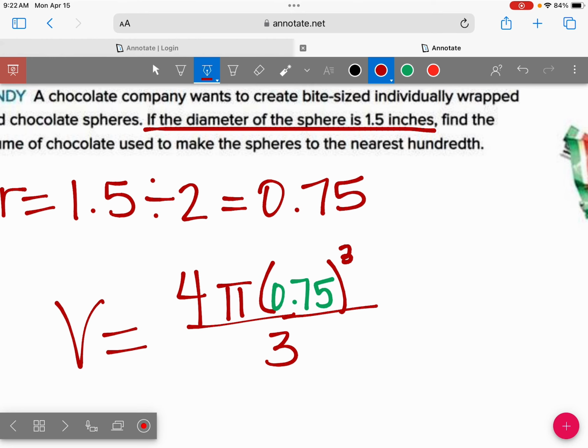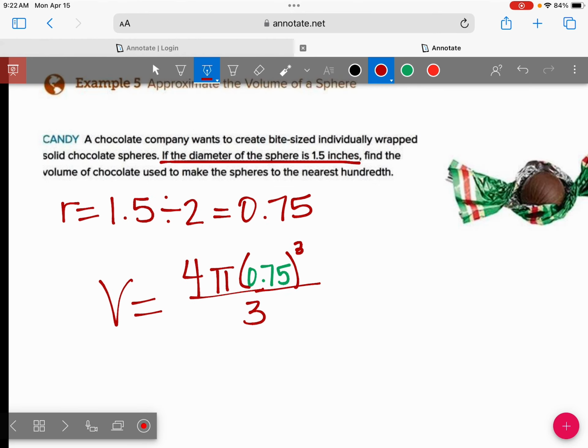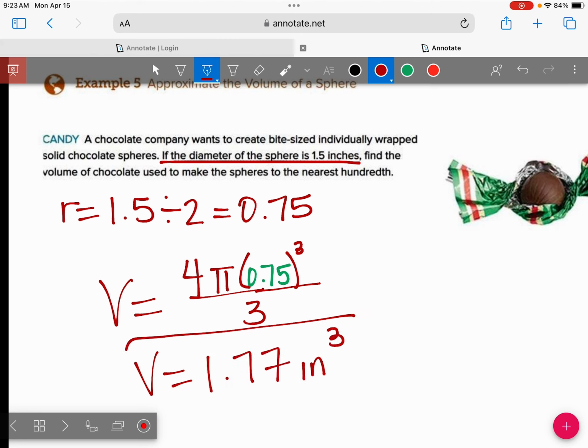So I will come around and help you. I'm going to tell you what you should get. So if you get this answer, you did it right. You should get 1.77 inches cubed. So let me verify that I did that right. Hold on. Okay, yeah, 1.77.